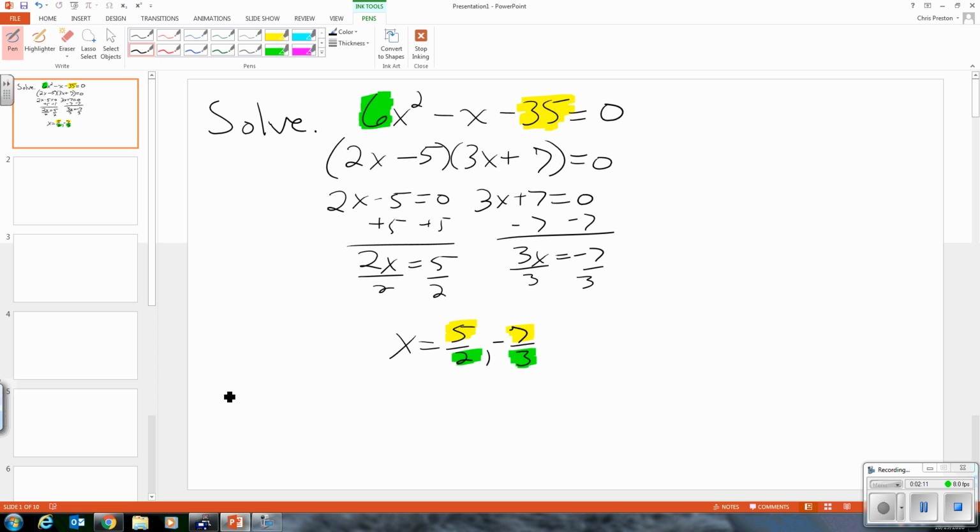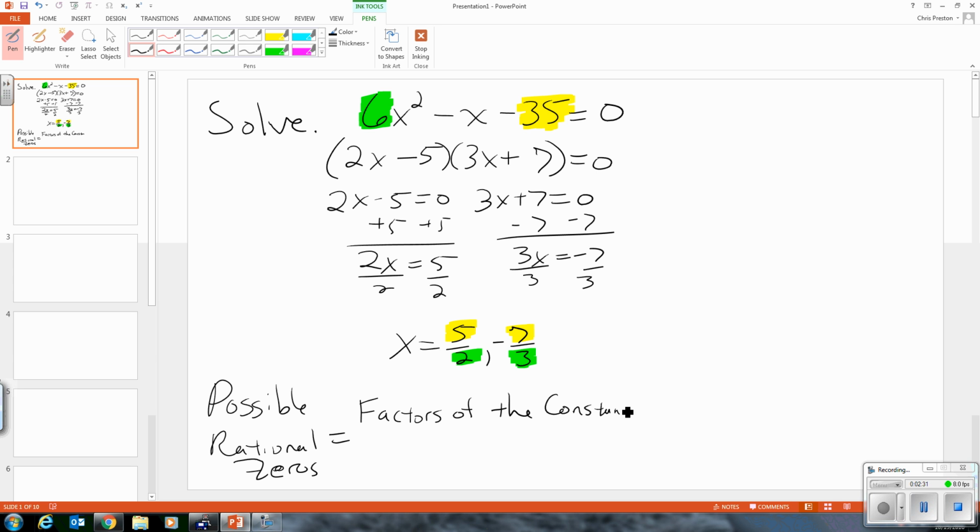So if we have any possible rational zeros for a problem, they have to be in the format of factors of the constant divided by factors of the leading coefficient. So it has to fit that pattern.